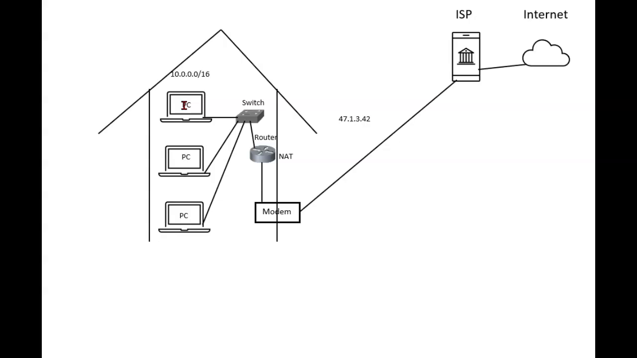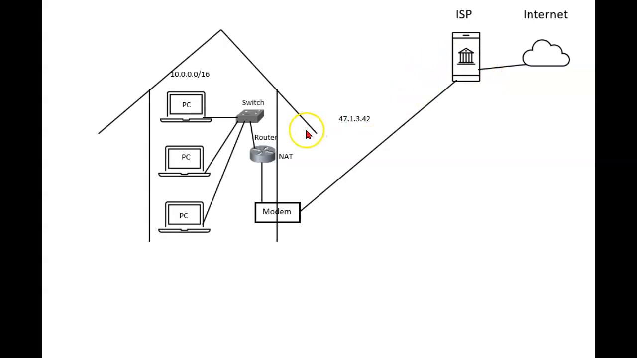So let's say that this PC is 10.0.0.1. So as signals come out and go to this switch and come to this router, using NAT will translate from 10.0.0.1 to 47.1.3.42 and send that out to the internet.